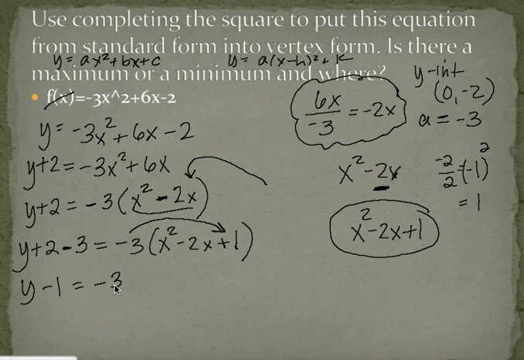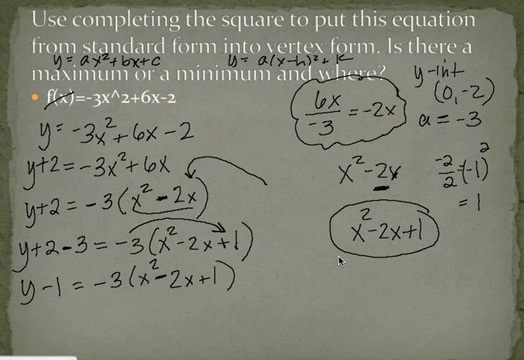And then I'm going to come over here and take a look at this. Some people are always asking, why do I even need to do this? Isn't there another way? Of course there's another way. You can always use the minus b over 2a and get your x coordinate and then plug it back in in order to get the y coordinate if you wanted the vertex. But the directions here said use completing the square to put this equation from standard form into vertex form.